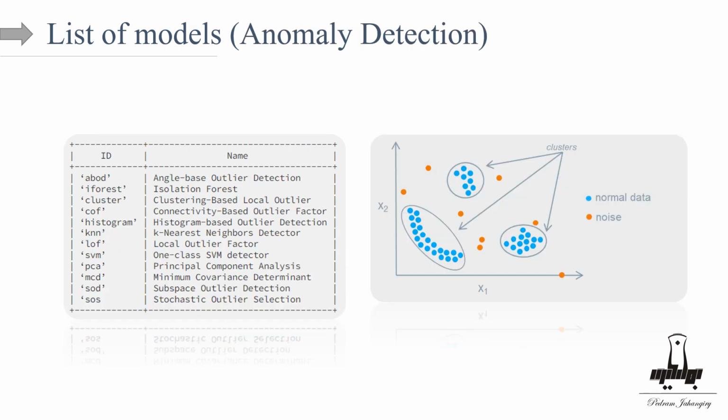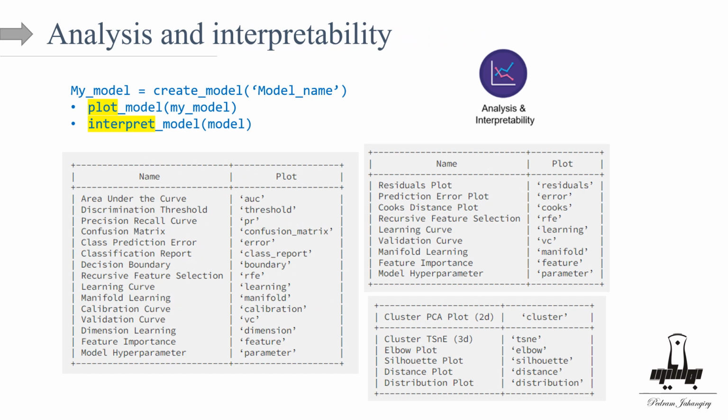And for anomaly detection, same story. Here's a list of models for anomaly detection. You can use PCA for anomaly detection, and some other models. You can pause the video and go through the list, but you can also find all this information in the PyCaret documentation API as well. Okay, now after creating and training your model, it's time to analyze and interpret it.